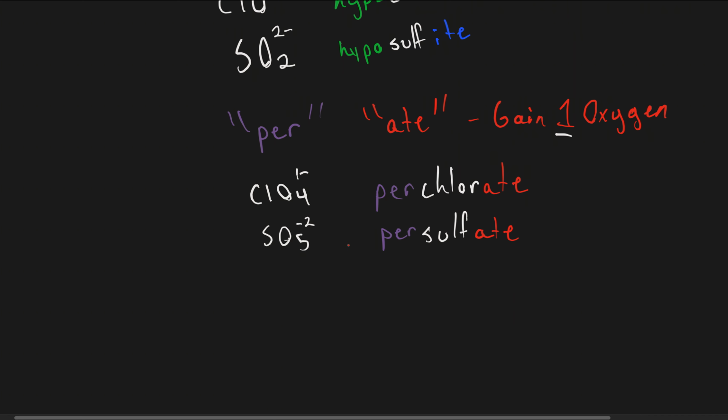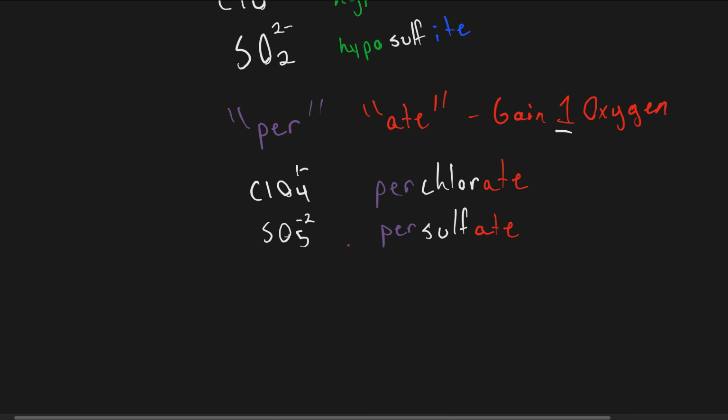And now we see that when there's a gain of one oxygen, we add the Latin prefix "per," meaning through or very. So there's very much of chlorate, so there's perchlorate or persulfate.